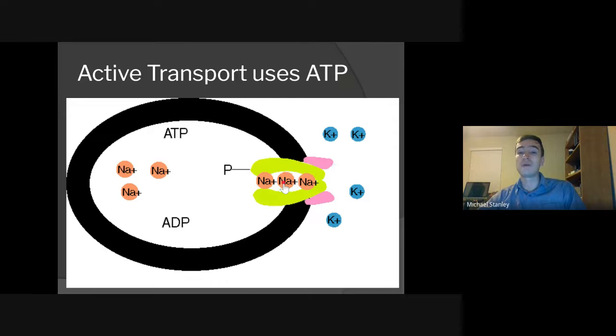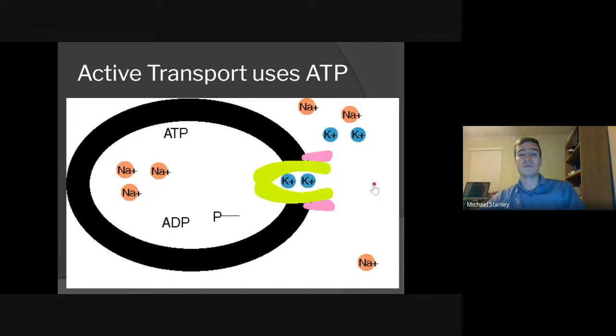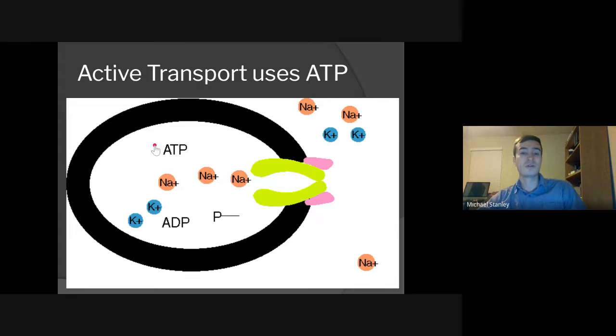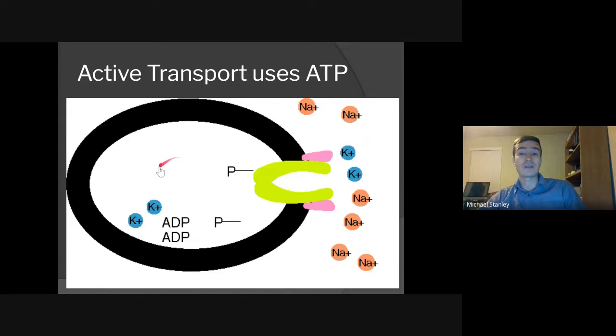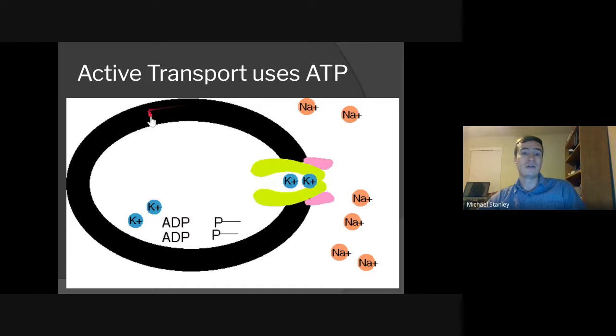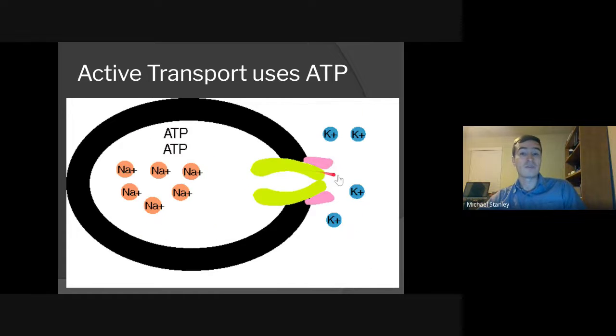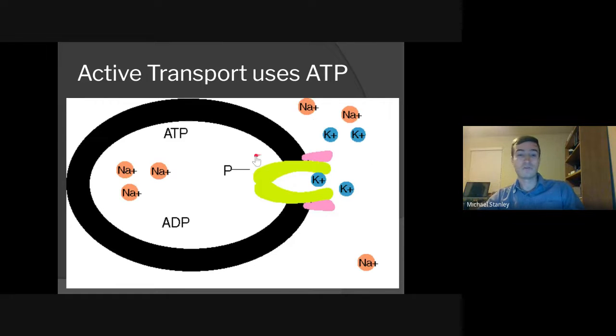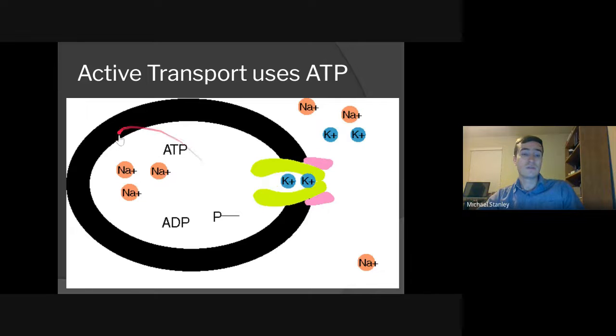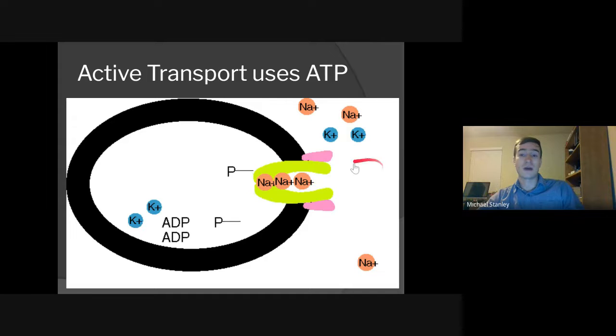So this is a pretty common pump for the cell. It's called the sodium-potassium pump. Sometimes the cell has a lot of sodium, Na, on the inside of the cell, and a lot of potassium, K, on the outside of the cell. And it doesn't want this. It wants those to be switched. So because the sodium is going from high to low, and the potassium is going from high outside to low inside, we need this pump.